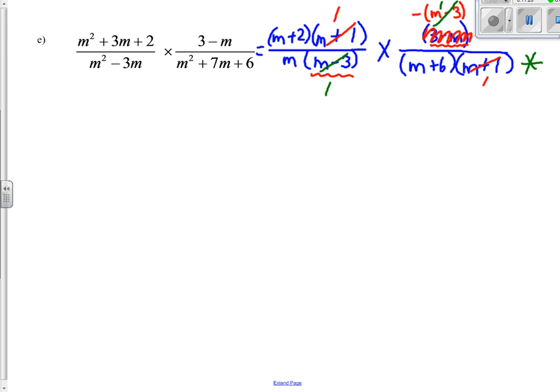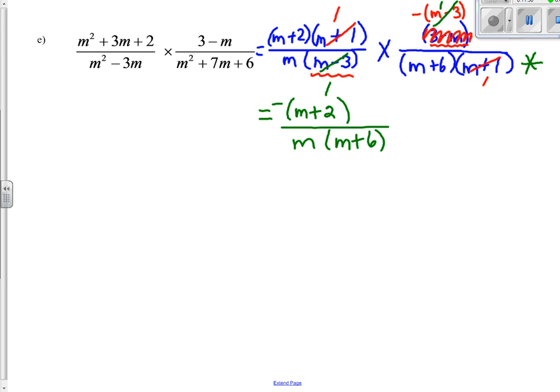Wonderful. I am left with an m plus 2 when I do my multiplication. I have a negative sign and an m. Nope, he's gone, isn't he? Sorry. Okay. Bottom, I have an m and an m plus 6. I would leave it like that and not simplify it any further.